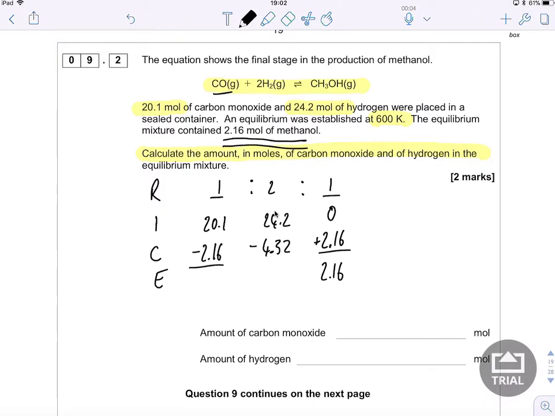And then to work out my equilibrium moles, I just need to essentially do 20.1 take away 2.16 to get me 17.9. And then 24.2 take away 4.32 gets me 19.9 to the right number of significant figures in the question. So my carbon monoxide moles 17.9 and my hydrogen moles 19.9. So 1 mark for each of those.